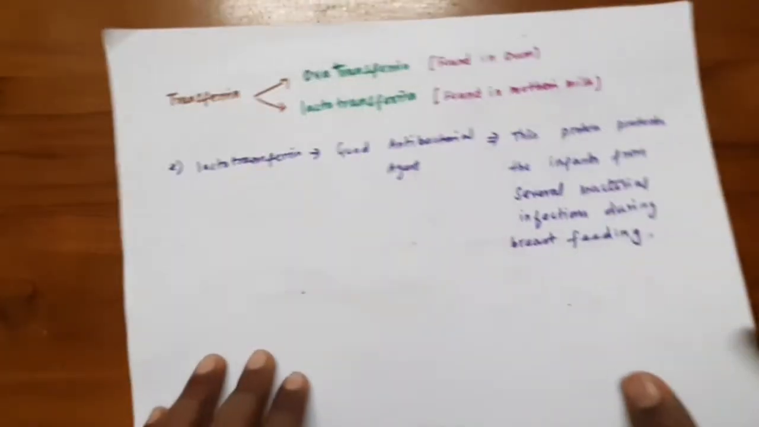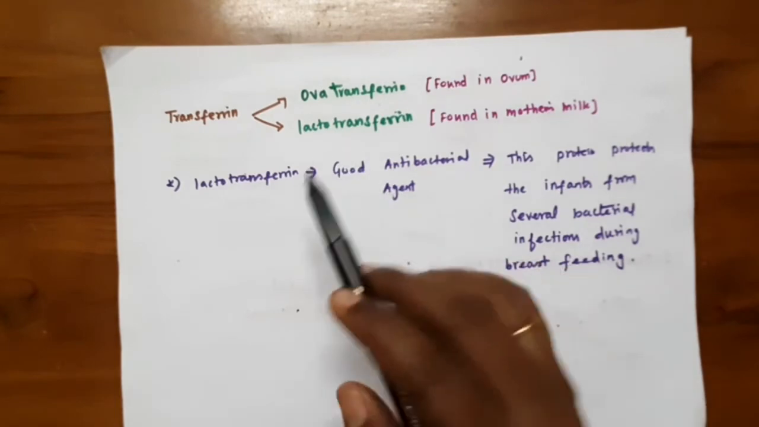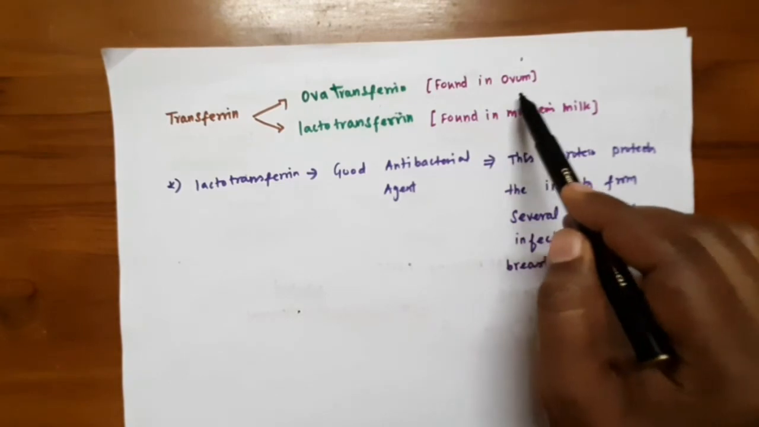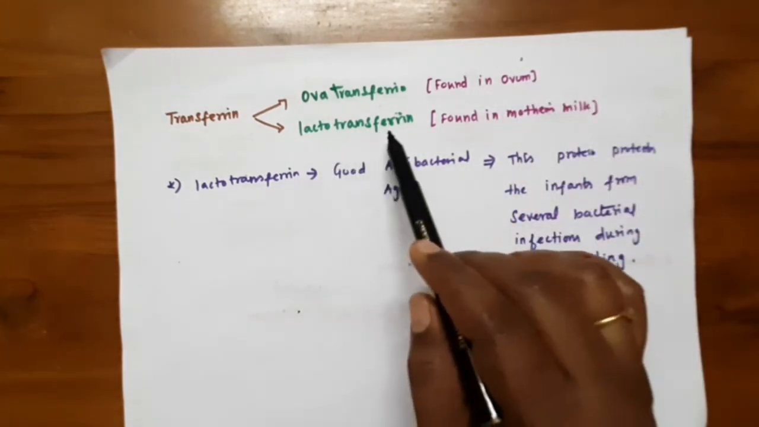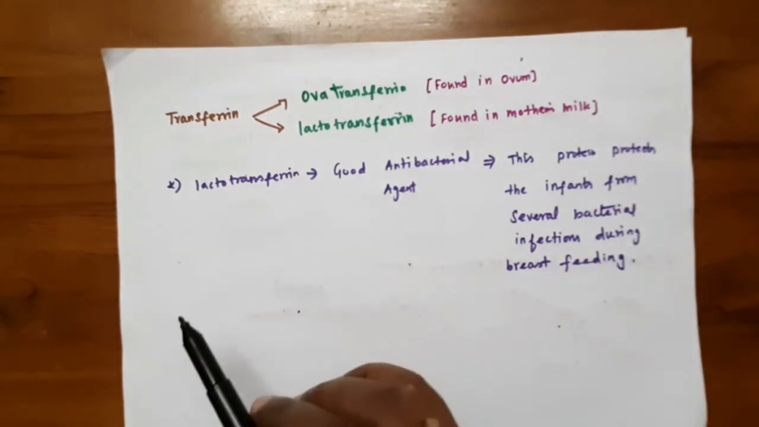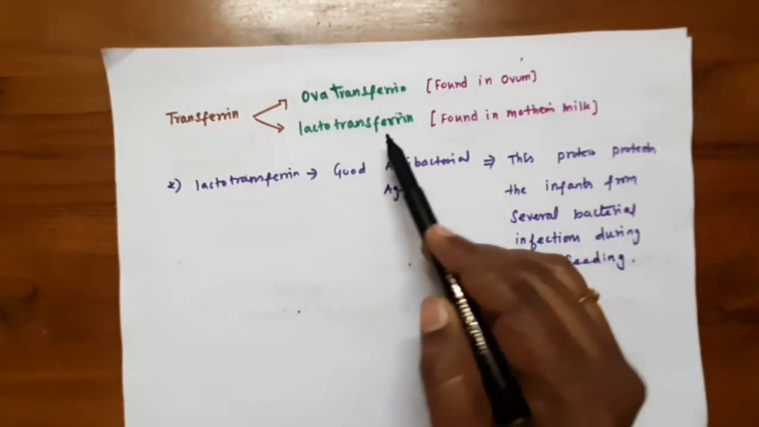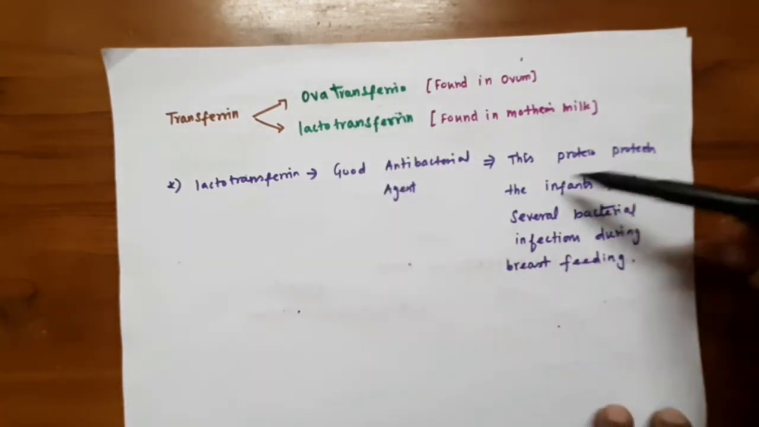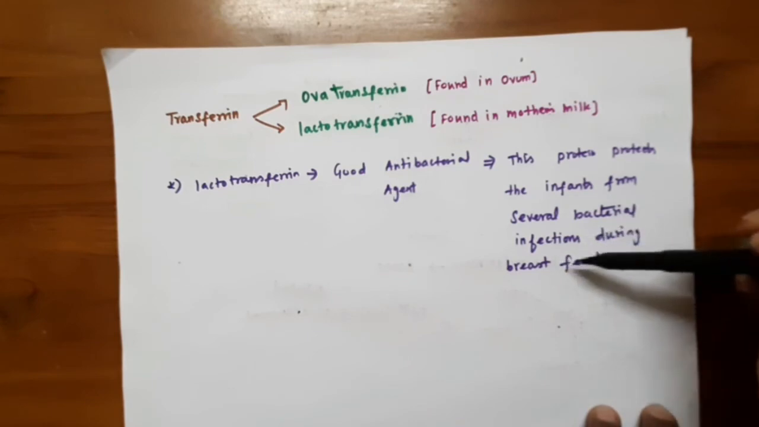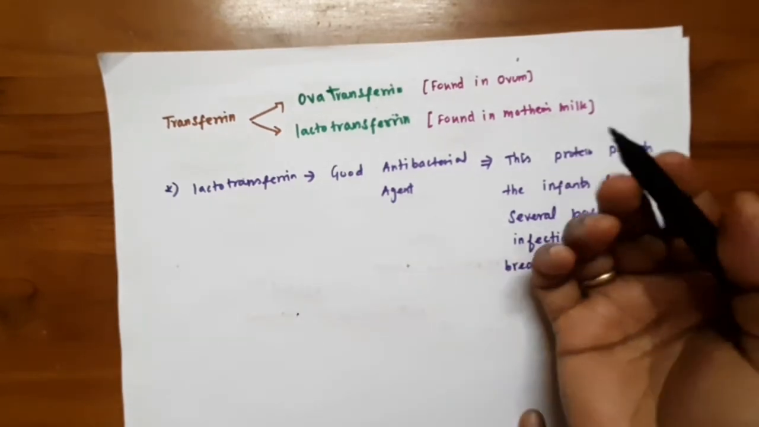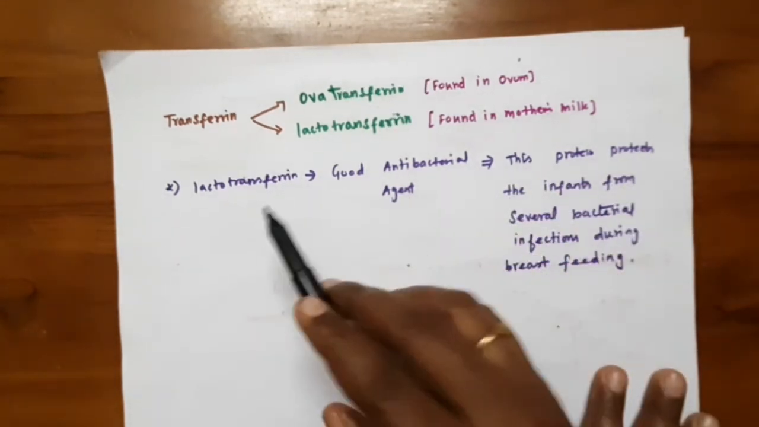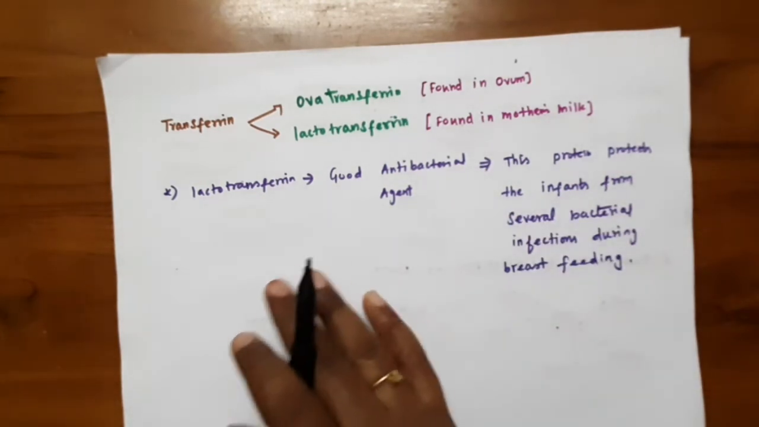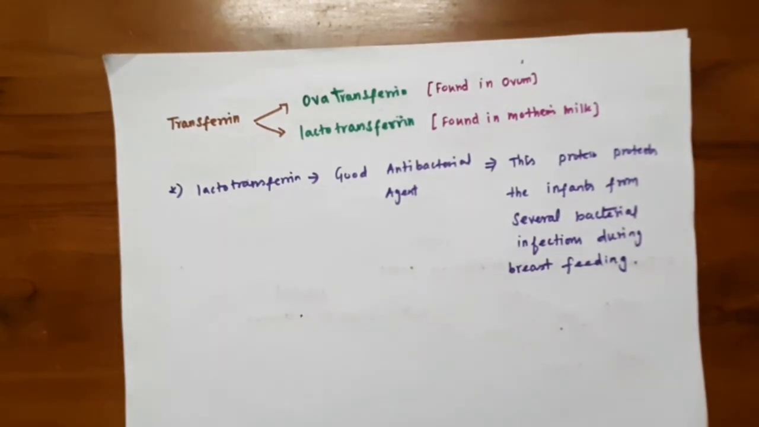This transferrin has 2 types called ovotransferrin and lactotransferrin. The ovotransferrin is found in the ovum of females, and the lactotransferrin is found in mother's milk. This lactotransferrin acts as a good antibacterial agent. This protein protects infants from several bacterial infections during breastfeeding. During the breastfeeding of infants, this lactotransferrin protects the baby from harmful bacteria, so it acts as a good antibacterial agent.